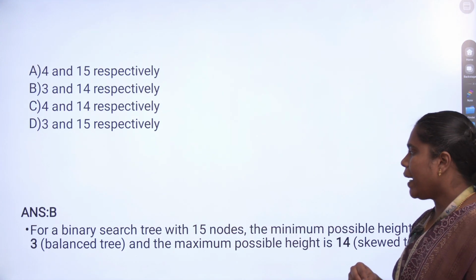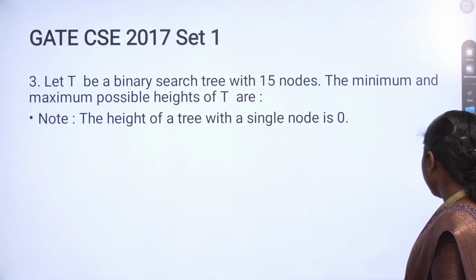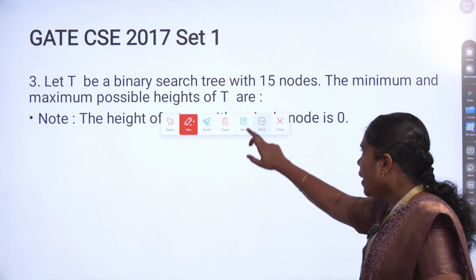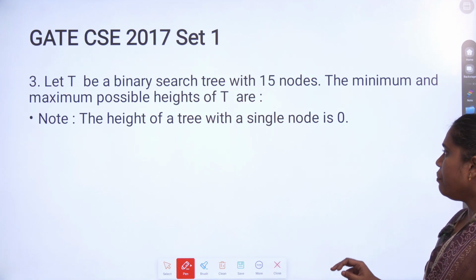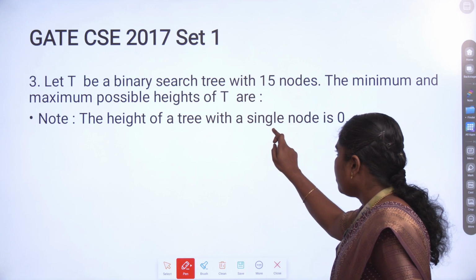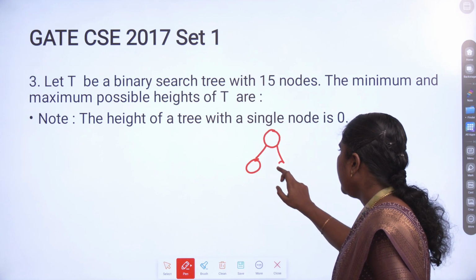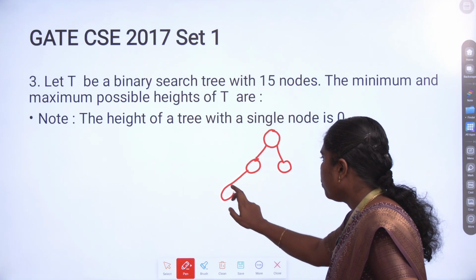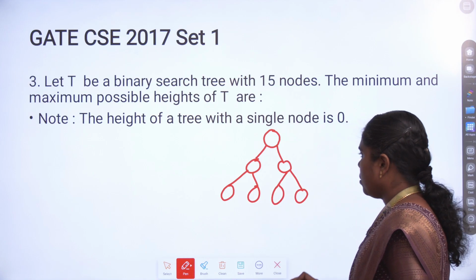Now tell me how a binary search tree will be formed. Consider we have 15 nodes. How will you construct a tree with 15 nodes? We can do it in 2 ways to find the minimum and the maximum. First we will find the minimum height of a tree. We will have a root node, then level 1 will have 2 nodes, then level 2 will have 2 nodes each.